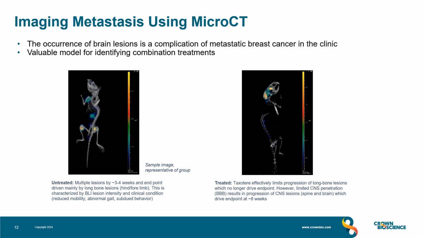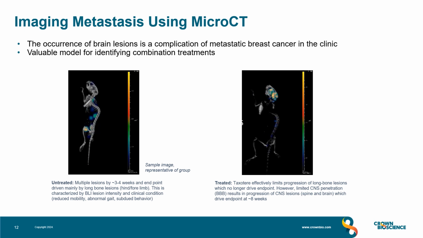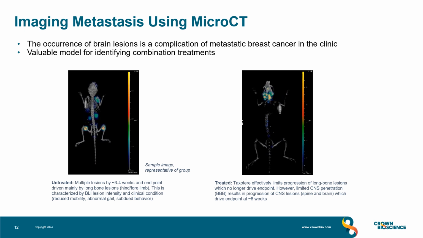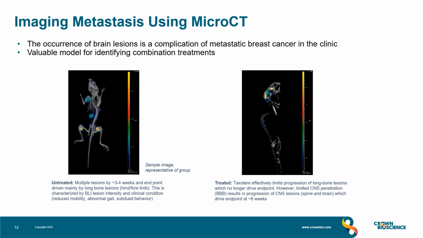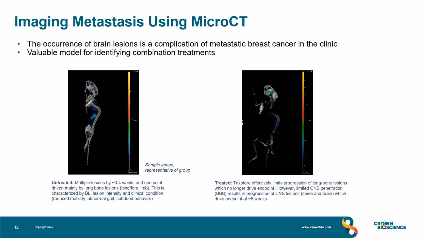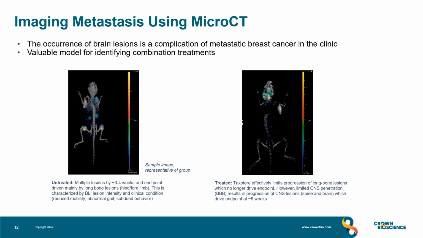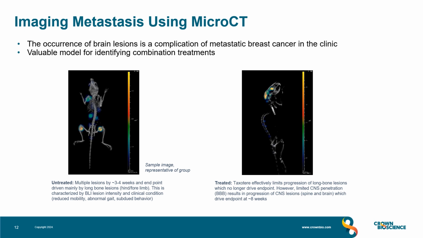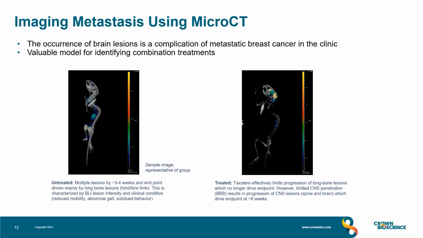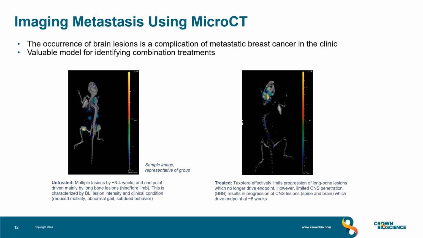On the right, this is a mouse that's treated with Taxotere. And this effectively inhibits progression of these lesions, and they no longer drive endpoint. However, what we do see in the treated mice is the development of brain metastasis. The therapy doesn't really cross the blood-brain barrier effectively, and so it's actually brain mets which drive the endpoint in these treated mice.